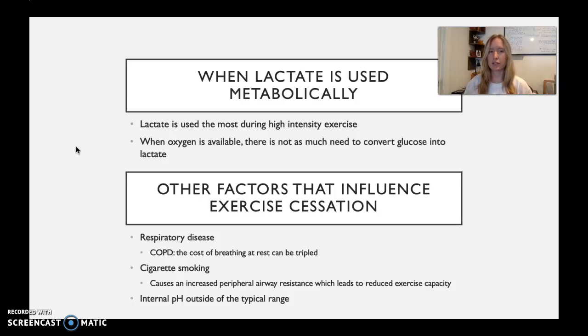Also, internal pH that falls outside of the typical range, especially of our blood, can play a role because our metabolism needs a very small pH range to work properly.